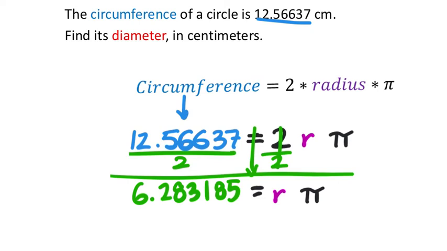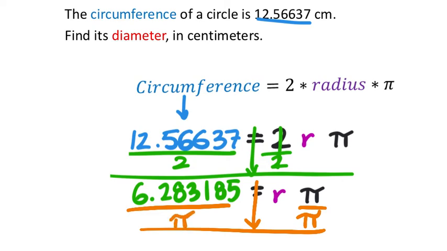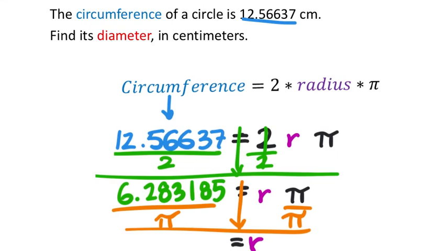But now I want just the radius, which will help me to get the diameter. So I'll have to divide pi by pi as well. But if I do it to one side, I'll have to do it to the other side as well. So this will leave me with just the radius, which equals 6.283185 divided by, I'm using the pi button here, and I get 1.999999902. And I feel pretty comfortable just rounding this. I don't know about you, but I feel comfortable just rounding this to 2 centimeters.